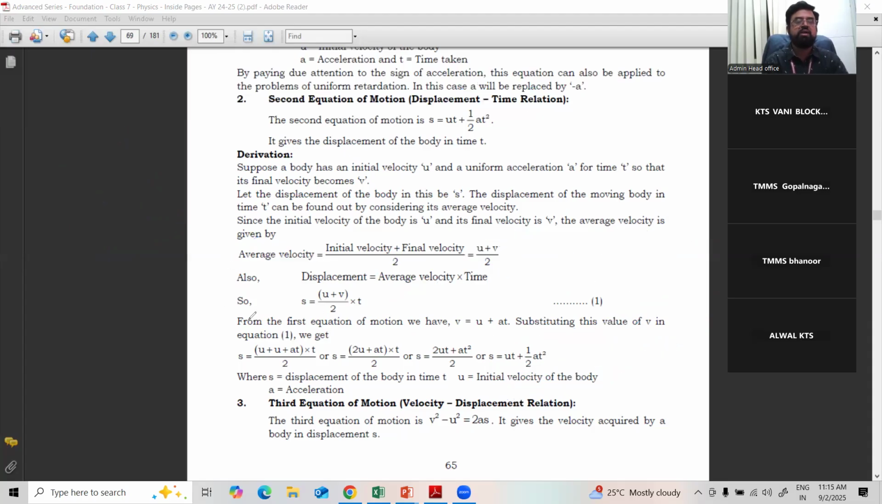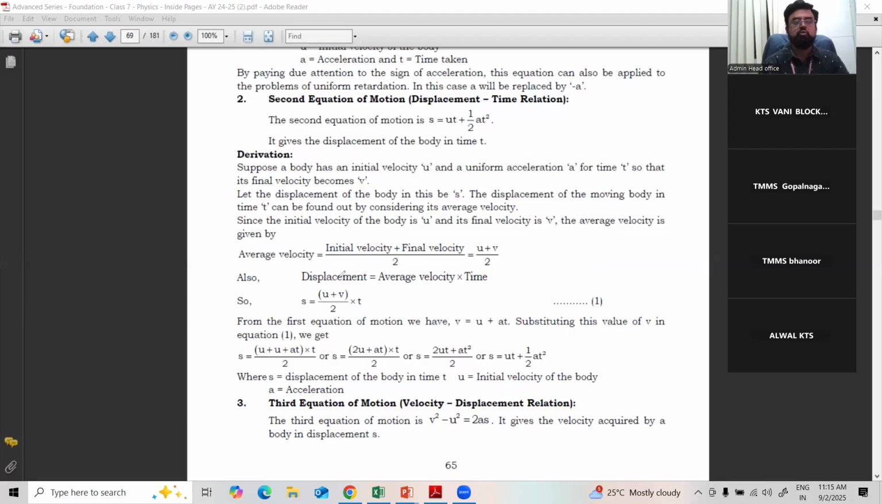By using displacement is equal to velocity into time, but in place of velocity you take average velocity into time t, and in place of v we substitute u plus at. After calculations, 2u by 2, at square by 2, the 2 will cancel here. So finally, we get S is equal to ut plus half at square. S is the displacement, u is the initial velocity, t is the time taken, and a is the acceleration. Okay? Clear?